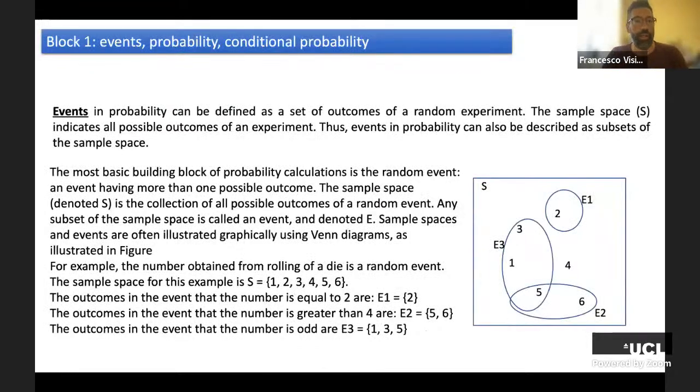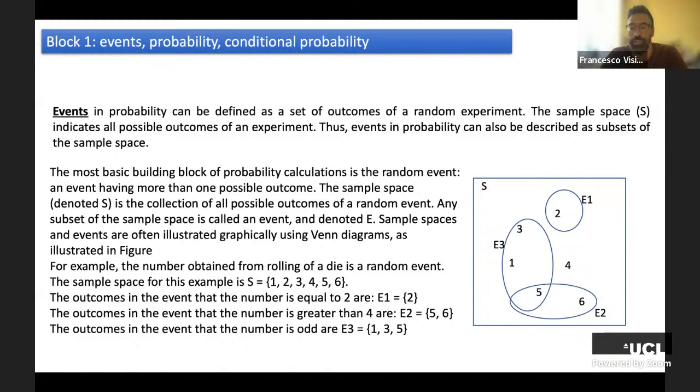So I think we can start, and the first concept we have to introduce is what an event is, because the event is the basis of PSHA. An event in probability is defined as a set of outcomes of a random experiment. For example, a die is the first and most basic example we can use. If we have a die, we define the sample space, denoted as capital S, as the collection of all possible outcomes.